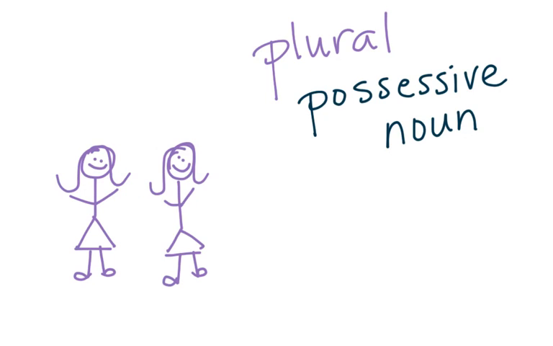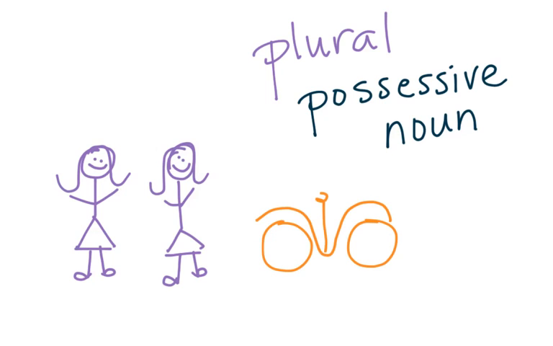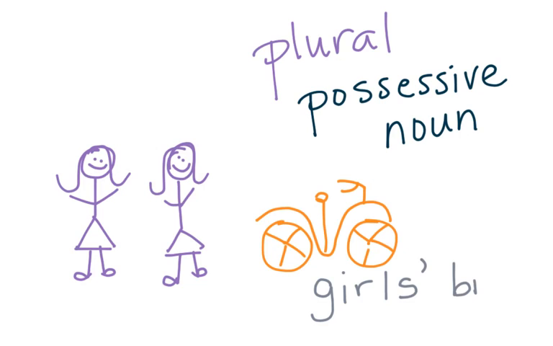So, for example, if there were two girls and they had to share a bicycle, so the bicycle belongs to both of the girls, we would write that phrase as the girls' bike, because there's more than one girl, so we add the S to make it plural, girls, and we put the apostrophe after the S because the bike belongs to more than one girl. The bike in this case belongs to two.